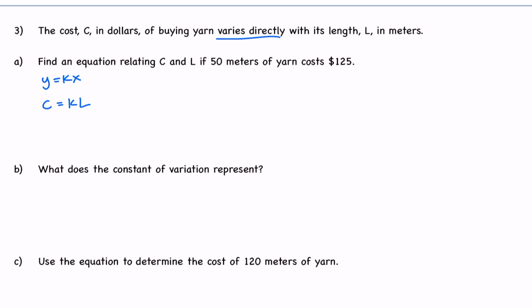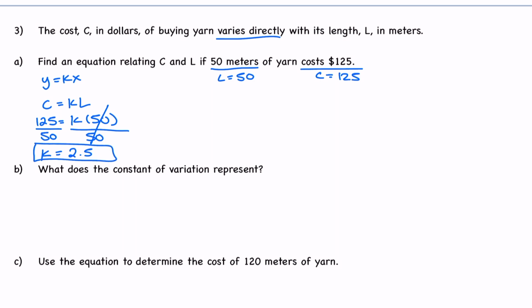So we end up with this new equation, C equals K times L, where K is our constant. So we know that our length is equal to 50 meters, and we know that our total cost is equal to $125. So we can plug these into our equation to solve for K. To isolate K, we need to divide by 50 on both sides. The 50s will cancel out here, and then k is equal to 125 divided by 50, which is equal to 2.5.